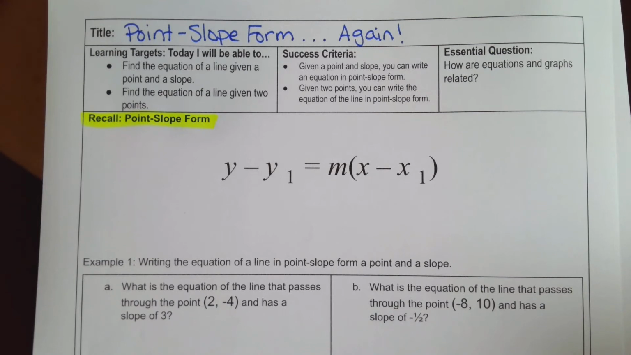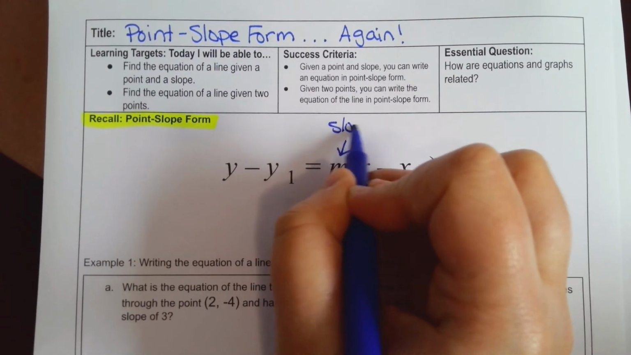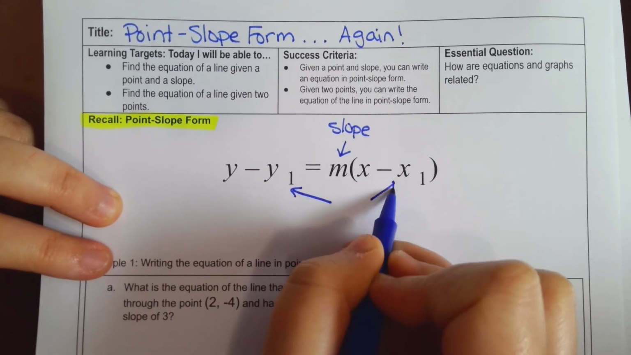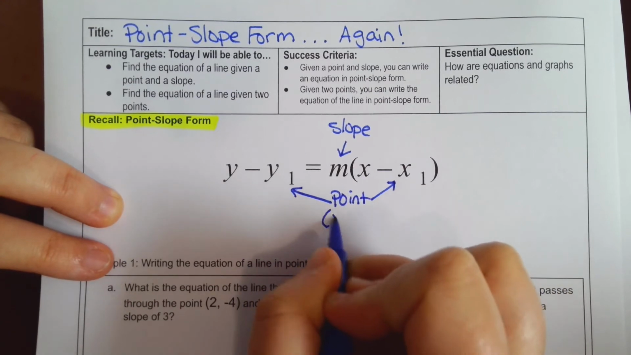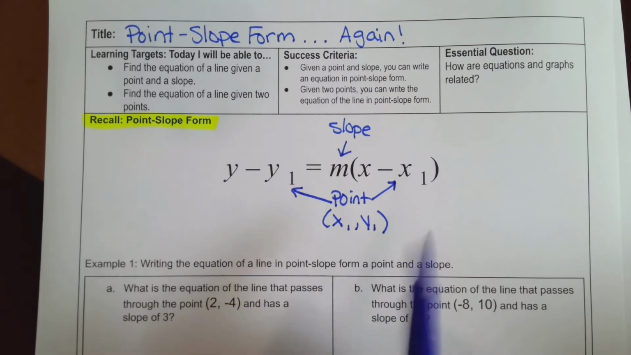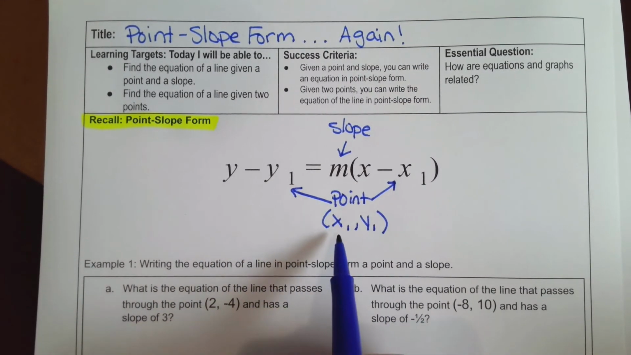So recall, this is point slope form. y minus y1 is equal to m times x minus x1. Recall that m represents our slope and y1, x1 form our point as x1, y1. Again, notice how I did not bring down the minuses into our point.